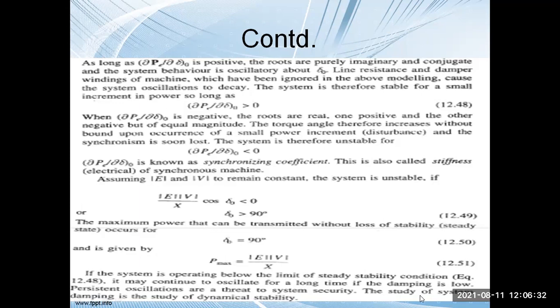Okay. So if the system is operating below the limit of steady state stability, it may continue to oscillate for a long time. If the damping is low, persistent oscillations are a threat to the system security. The study of the system damping is the study of dynamic stability, where we are dealing with the system oscillation. Normally, if the delta value is up to 90 degree, the chances of losing synchronism will be less. But if the delta value is beyond 90 degree, the system may lose synchronism.